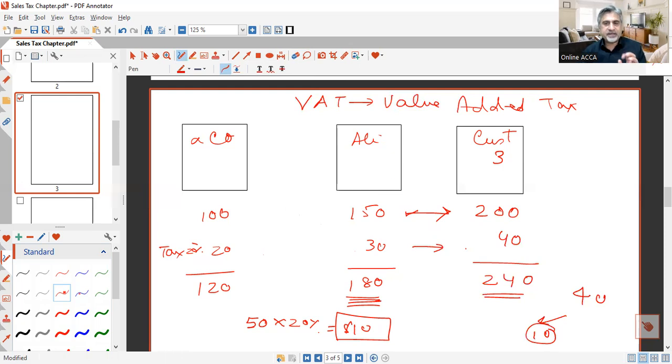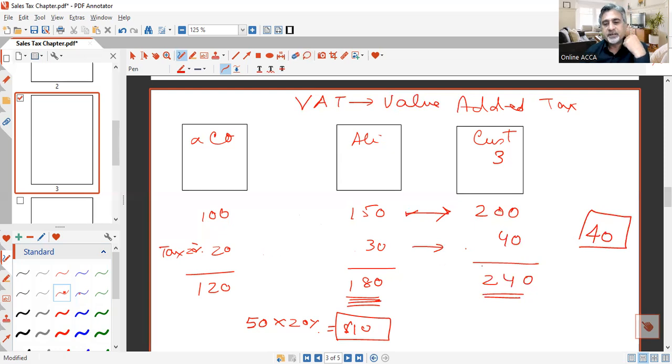Now, if you are getting slightly confused, no need to be confused. See, the rule is whatever the end user is paying as sales tax, that should go to the government. In this case, the end user is paying 40, so the government should receive 40.